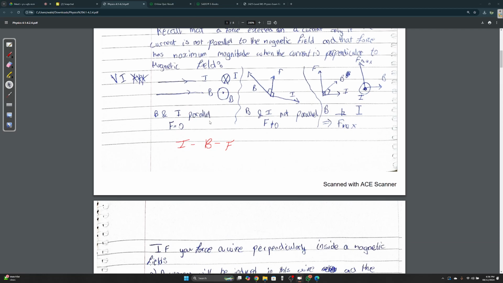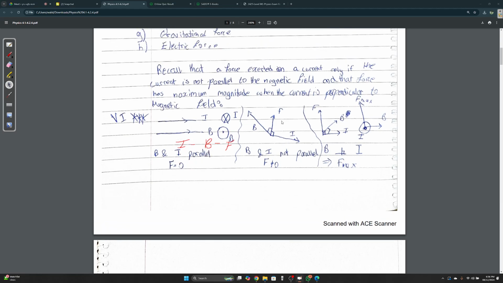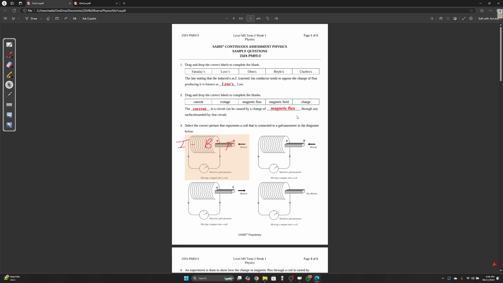There's going to be no force, right? You can even use the IBF right-hand rule. If they're going in the same direction, you won't have a force, right? If they're not parallel, then the force does not equal 0. And if I and B are perpendicular, then you're going to get the maximum amount of force. Okay, so you can see questions like this.